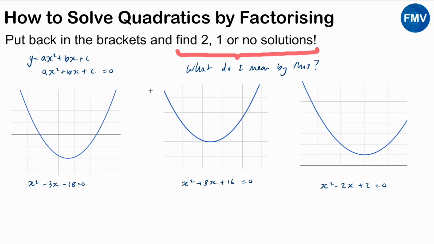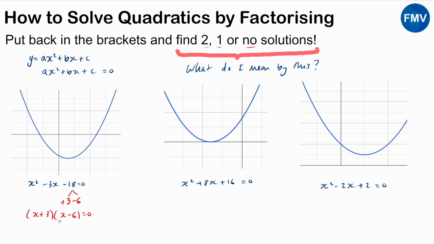Right, so what does it mean by finding 2, 1 or no solutions to a quadratic? Okay, so let's go back a step. So our quadratic is ax squared plus bx plus c. And we are saying in our case that y is equal to that. Then we're saying ax squared plus bx plus c is equal to 0. What we're doing here is we're actually finding the values of x when y is equal to 0. So if we take this first example and we factorise this, we have the factors of 18 that add to give you minus 3. So I know that 3 times 6 is 18 and minus 6 plus 3 is minus 3. So here's the factorised version.